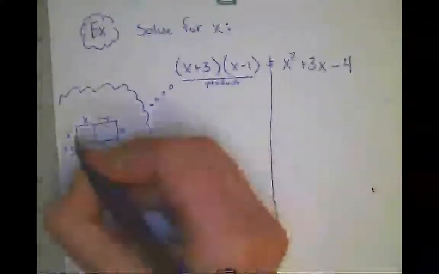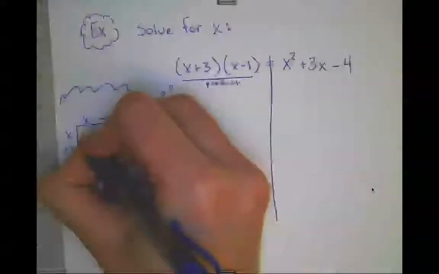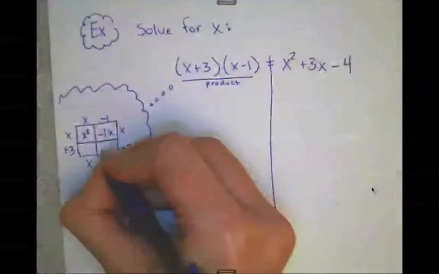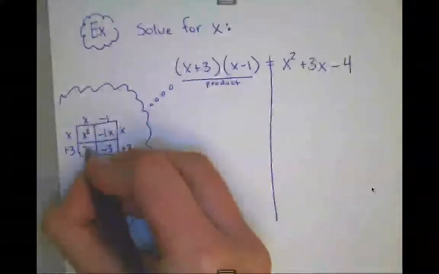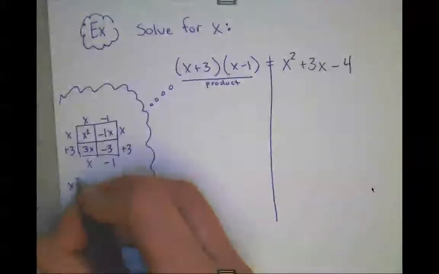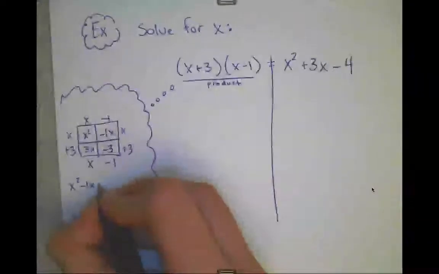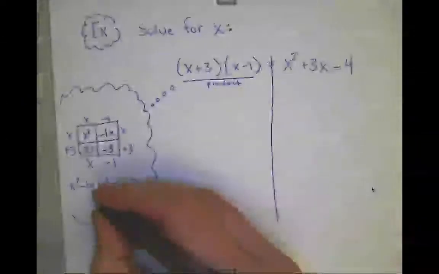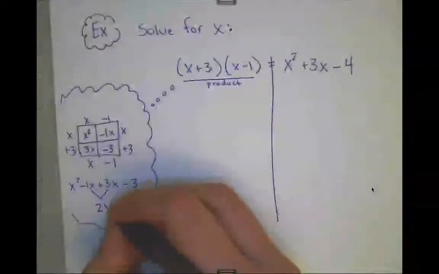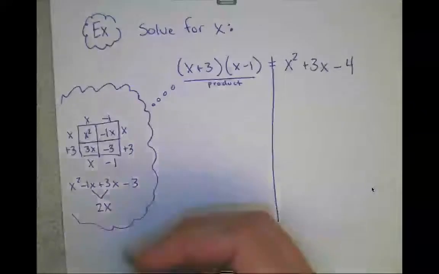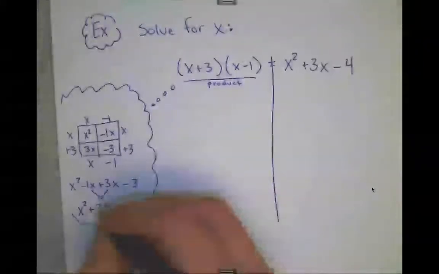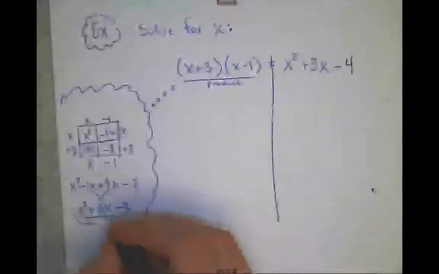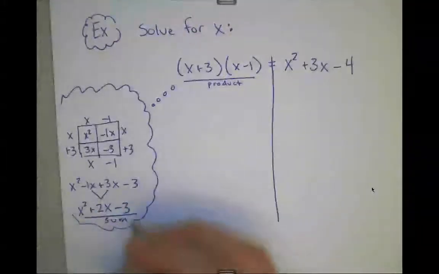And then just multiply. X times x is x squared. Negative 1 times x is a negative 1x. 3 times negative 1 is negative 3. And 3 times x is 3x. So I have x squared minus 1x plus 3x's minus 3. And really, I can combine my negative 1x and 3x to make 2x's. Let's combine those together. So x squared plus 2x's minus 3. There's my sum.